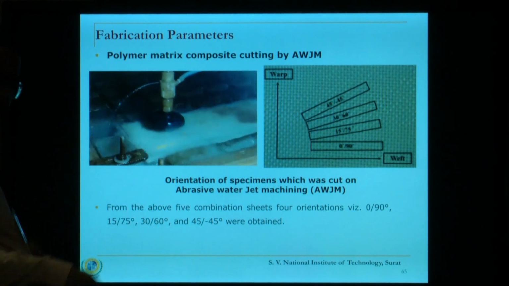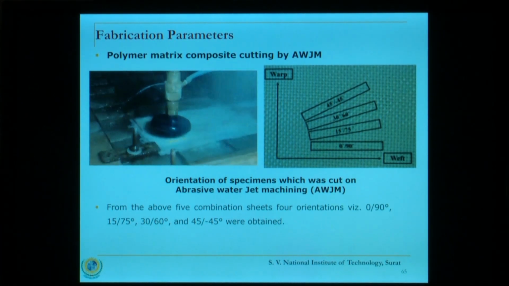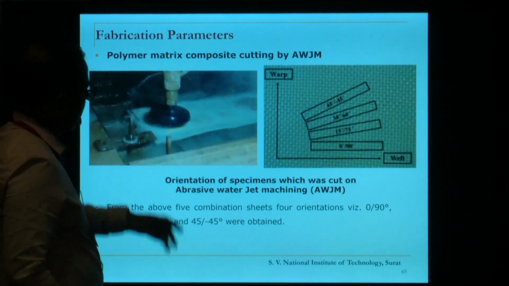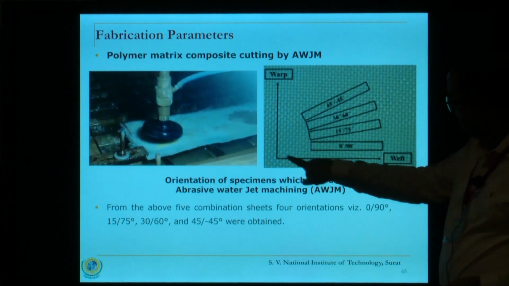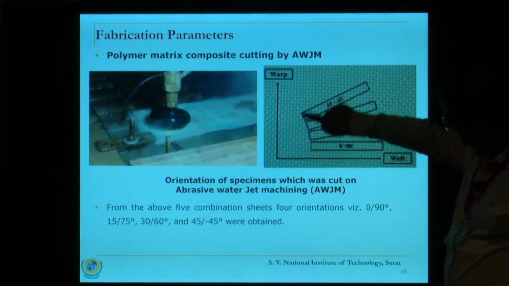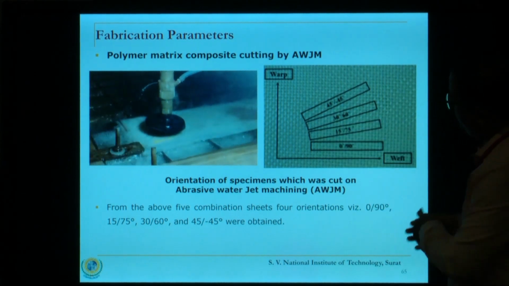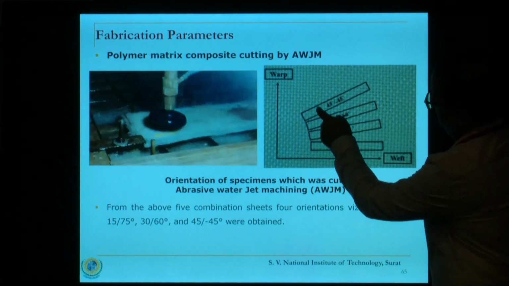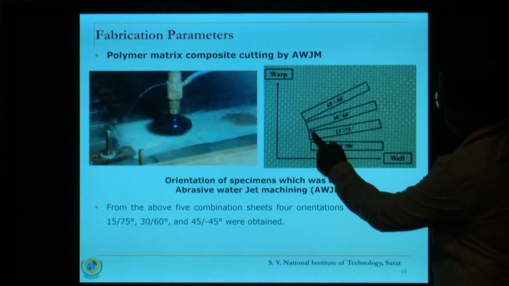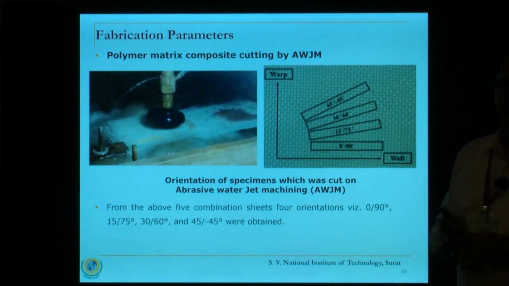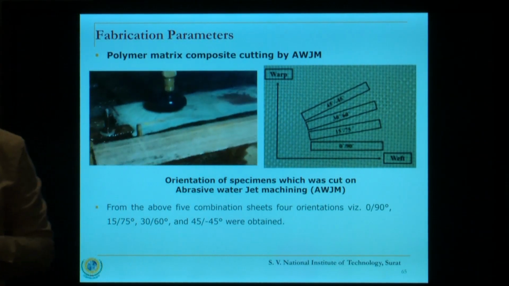Then once we fabricated, because we wanted different orientations, we made a part and marked those different orientations. So this fabric is 0 and this fabric is 90, and then we cut it at another angle, 45. If you see here, it is 45. If you see here, the angle that comes over here is 30/60. This is 15/75. So that's how we got them.